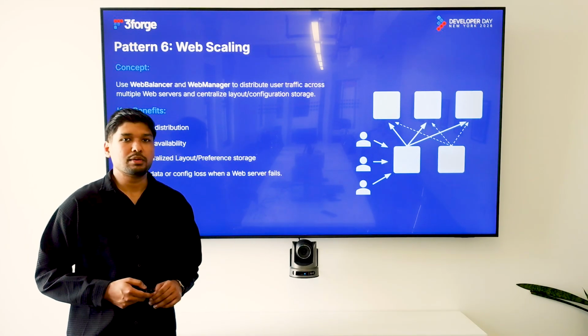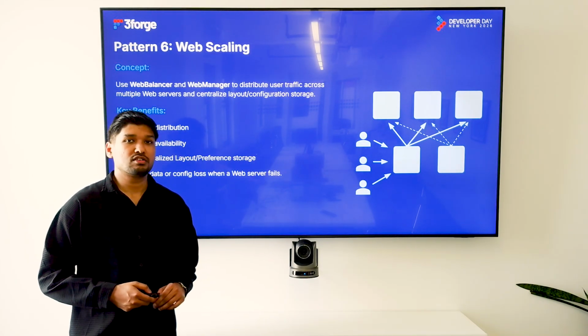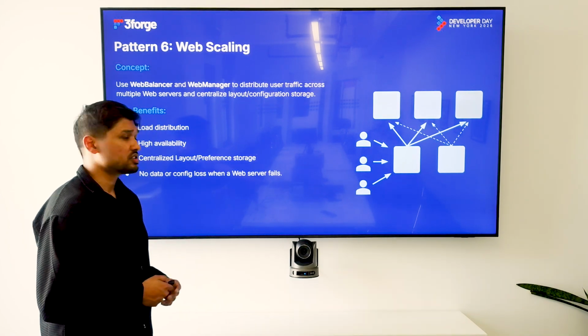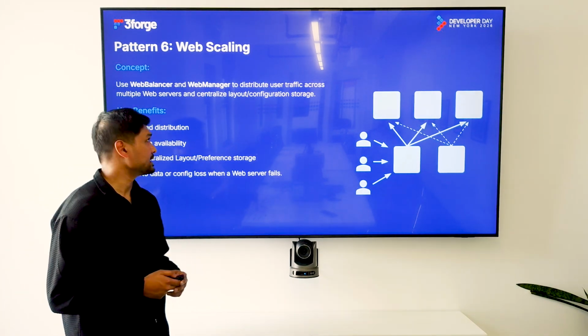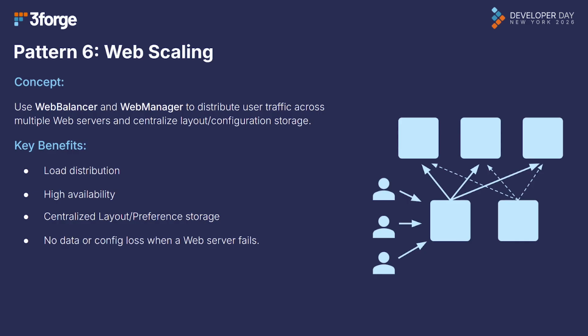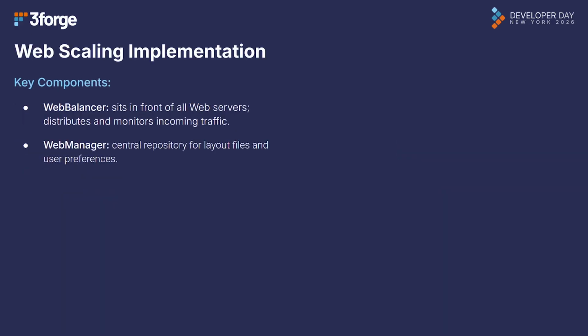The last pattern is called web scale. This is one you want to use to serve more and more users. So there are two key components that we need to keep in mind. Number one is the web balancer, which distributes the incoming load across multiple web servers. And there's the web manager that acts as a centralized layout and preferences storage. Let's see how this thing works.